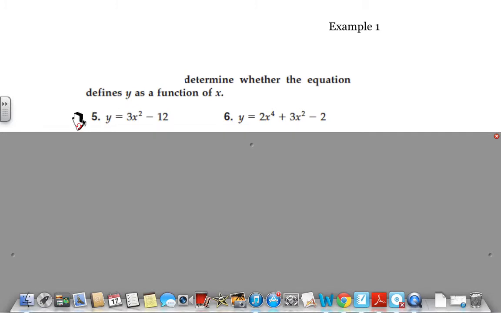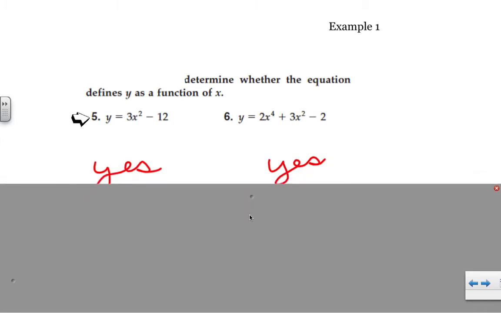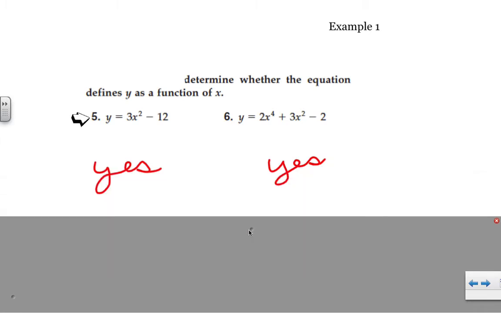So the first one here, number 5, says y equals 3x squared minus 12. If we were to put, say, the number 2 in there, we would get a unique solution, okay? If we were to put the 3 in there, we'd get a unique solution. There wouldn't be more than one answer. There's not more than one possible answer for that. So that would be considered a function. Likewise, the same thing with number 6. There's no way that we can get more than one answer. So yes, these are both functions, all right?